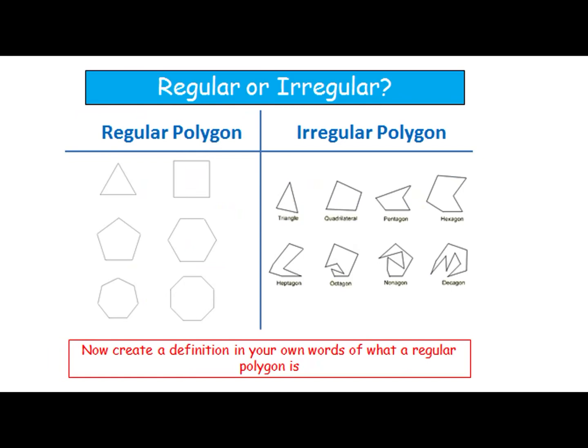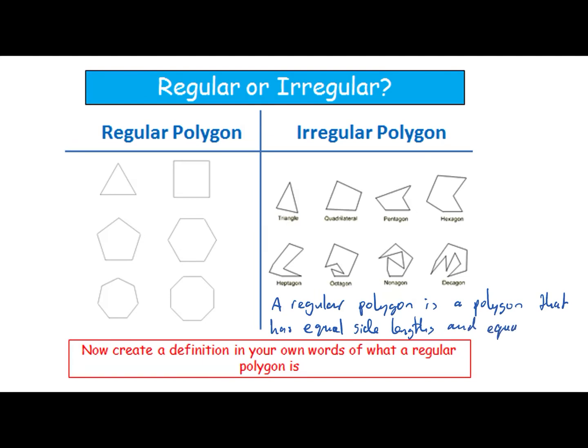Okay, hopefully you wrote something like this. A regular polygon is a polygon that has equal side lengths, and I bet you didn't think about this, and equal interior angles.